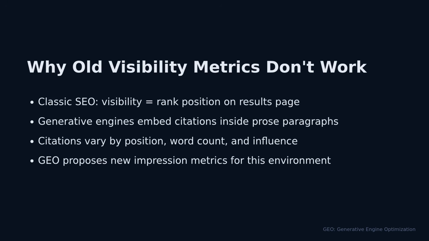Before we can optimize anything, we need to measure visibility. In classic search engines, visibility is simple. It's your ranking on the results page. But generative engines don't show a ranked list. They embed citations inside flowing paragraphs at various positions, with varying amounts of text drawn from each source. A single ranking number can't capture that richness, so GEO introduces new impression metrics built specifically for this format.